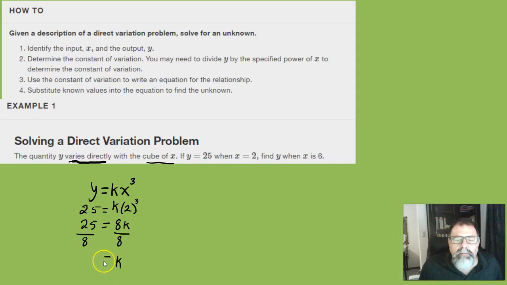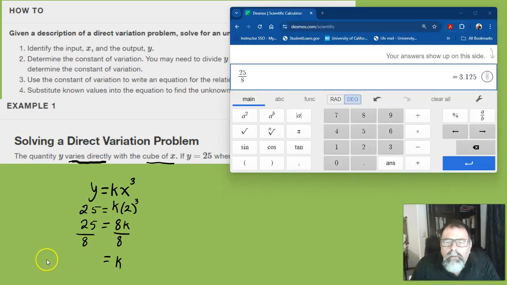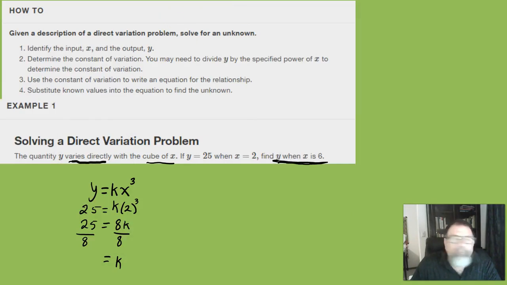So k, you can leave it as a fraction, or if you want to use a calculator and get a decimal, that's fine too. I don't think I've ever shown you, on Desmos.com, they have just a scientific calculator if you don't want to do the full graphing calculator. It's basically the same, just without showing you a graph. So if you're just doing calculations, this is a nice little tool. Either way, fraction or decimal, is up to you.